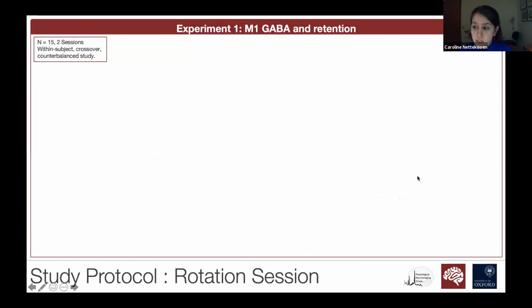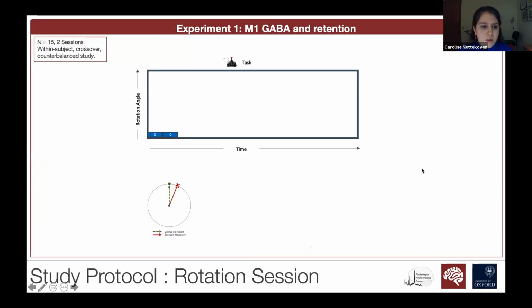where they were either scanned during a rotation task or during a control task. And I'll show you the rotation session first. So inside the scanner, participants controlled a cursor on the screen using this joystick with their right hand. They were instructed to hit one of 8 targets. So one of them you can see here. And this would be the optimal movement, and this would be the slightly imperfect movement that the participant needs.